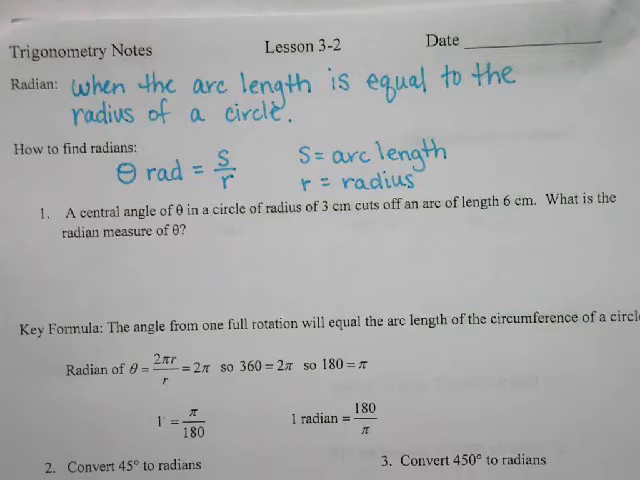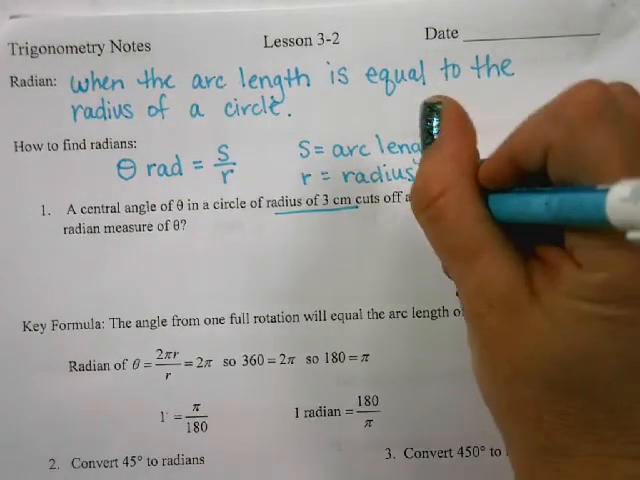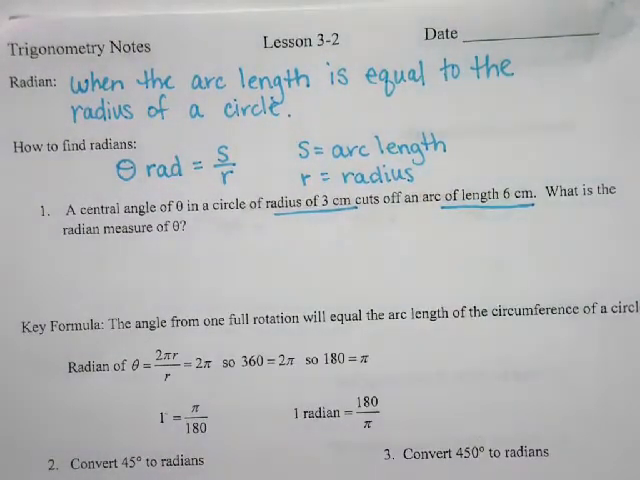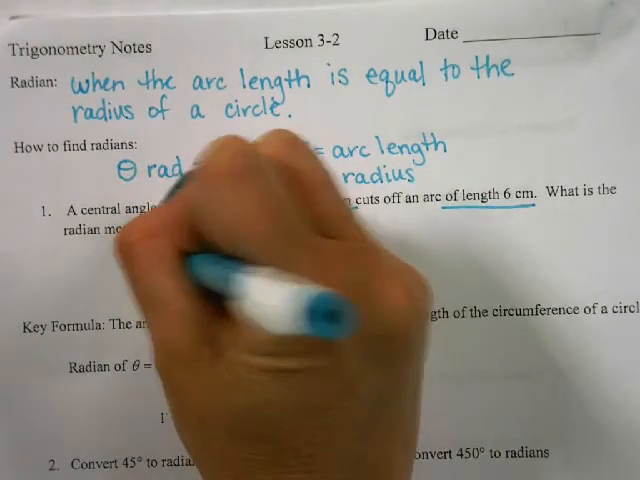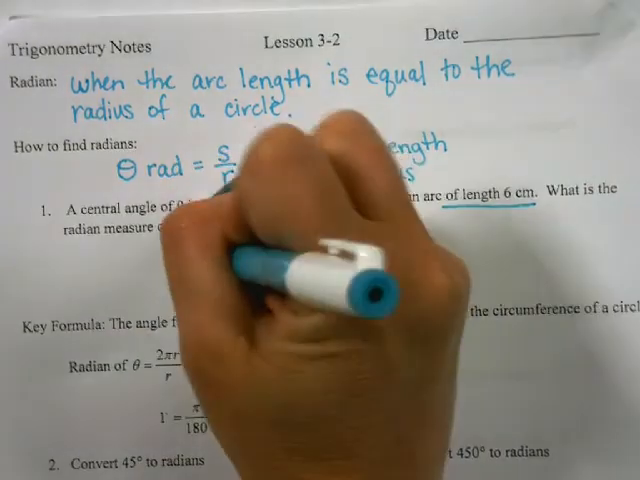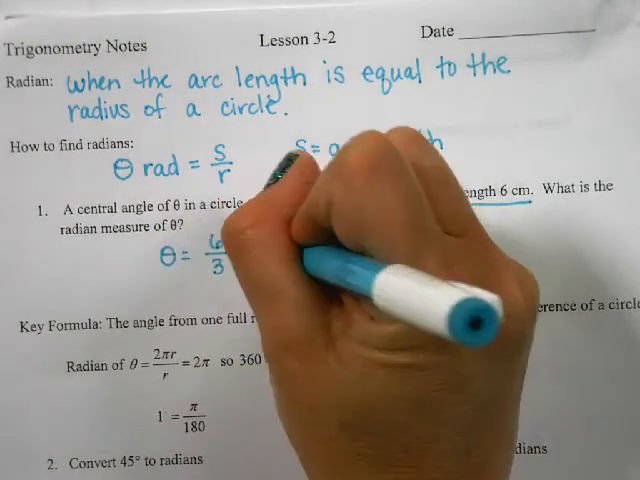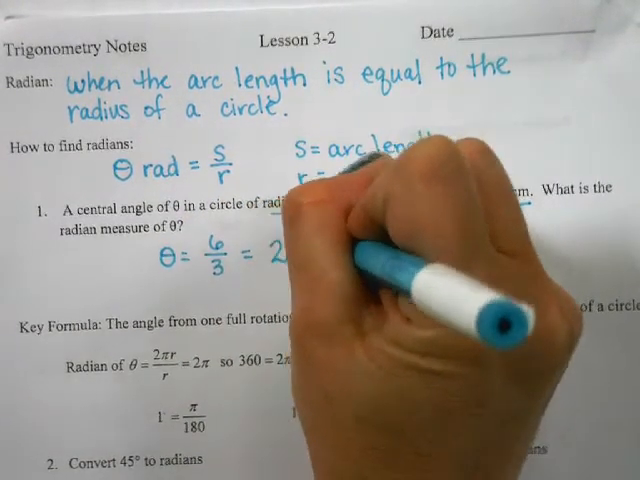Okay, now, number 1 says, a central angle of theta in a circle of radius 3 cuts off an arc length of 6 centimeters. What is the radian measure of theta? Okay, well, let's just use our formula, right? Theta is equal to my arc length, 6, divided by my radius, which is 3, so that guy is 2 radians, or 2 rad is how we write them.